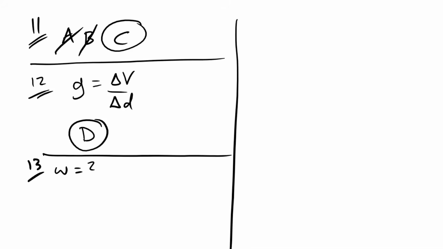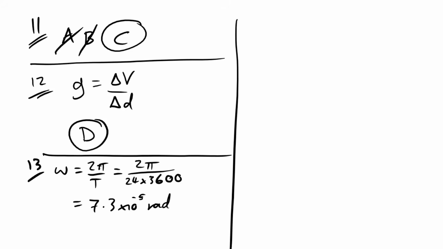13. Angular speed of a satellite in a geostationary orbit. We know that's equal to 2 pi f, or 2 pi over T. So that's going to be equal to 2 pi, because we want radians per second. So we know it has to go once around every day. So 24 times by 3,600. And it gives us 7.3 times 10 to the minus 5 radians per second. So therefore the answer has to be B.